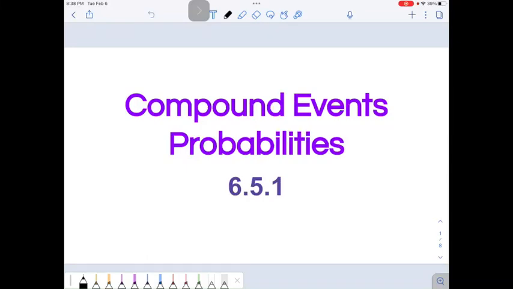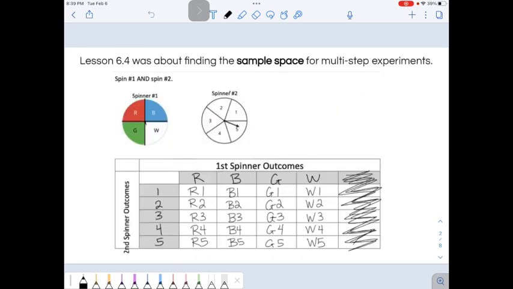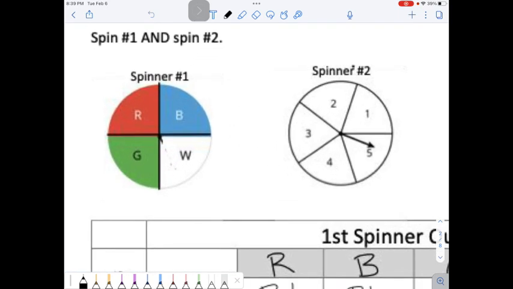Hey, sixth grade. Today, lesson 6.5.1 is all about probabilities of compound events. In our last lesson, 6.4, it was about finding the sample space for multi-step event experiments. So you had to do both of these things.